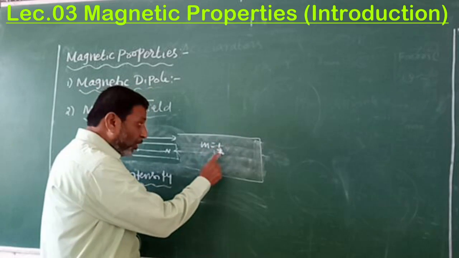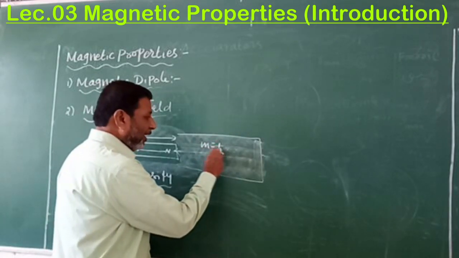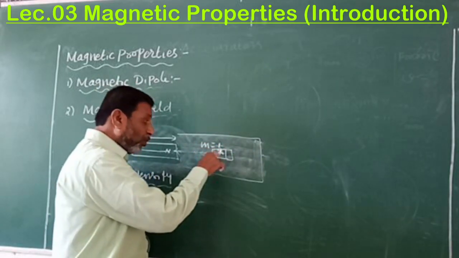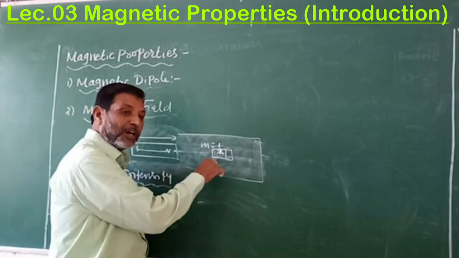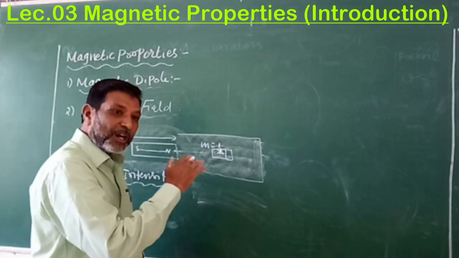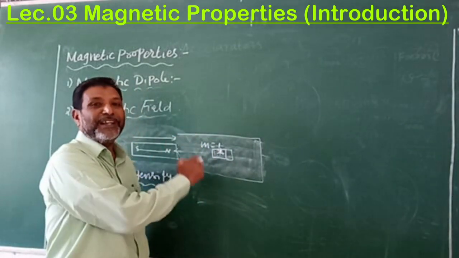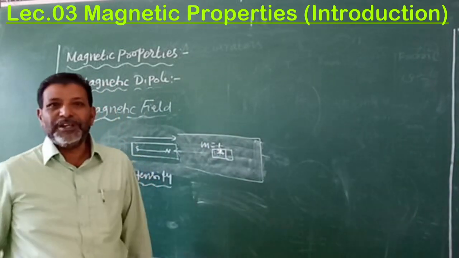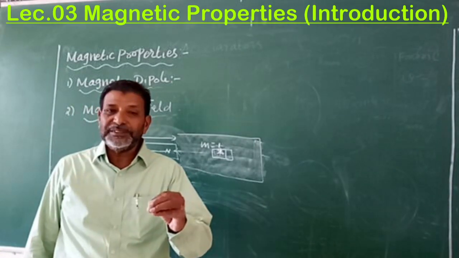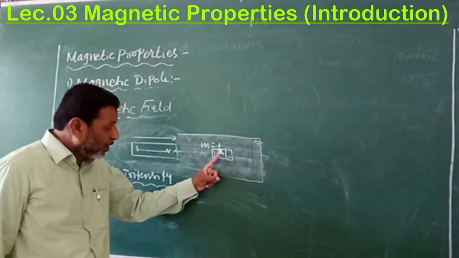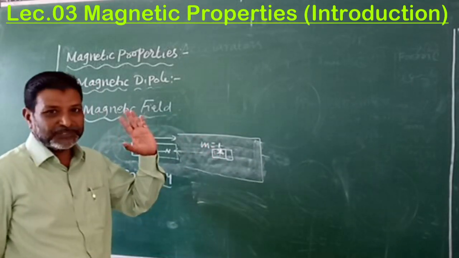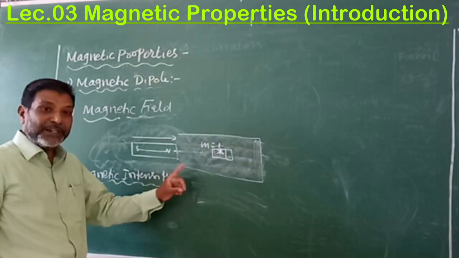Now at this point you place a unit north pole. Whatever the amount of force acting on that unit north pole, that much force is equal to the intensity. This is the meaning of magnetic intensity. Once again, magnetic intensity at any point in the magnetic field is equal to the force acting on a unit north pole at that point. So this is the definition of the magnetic intensity.